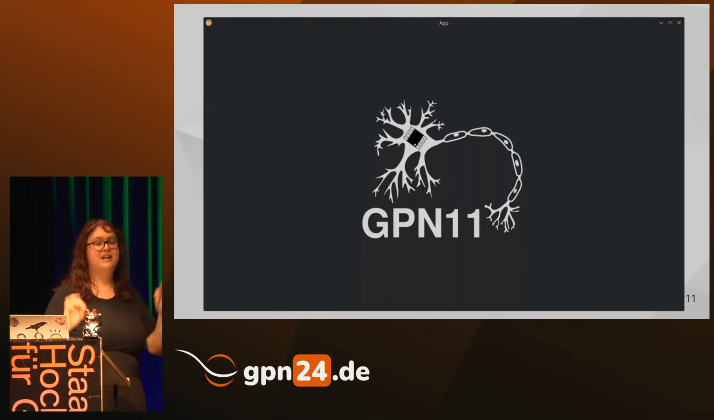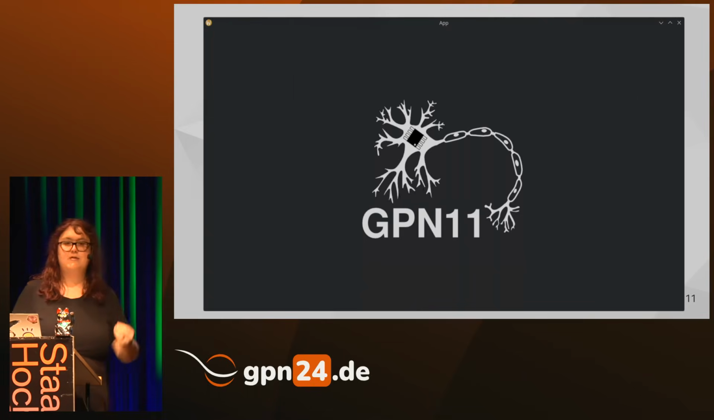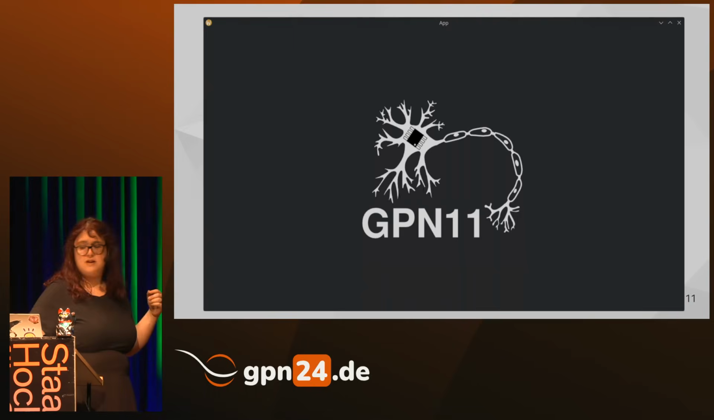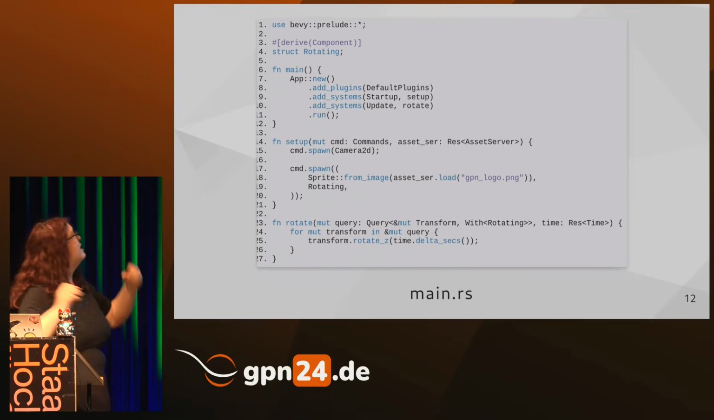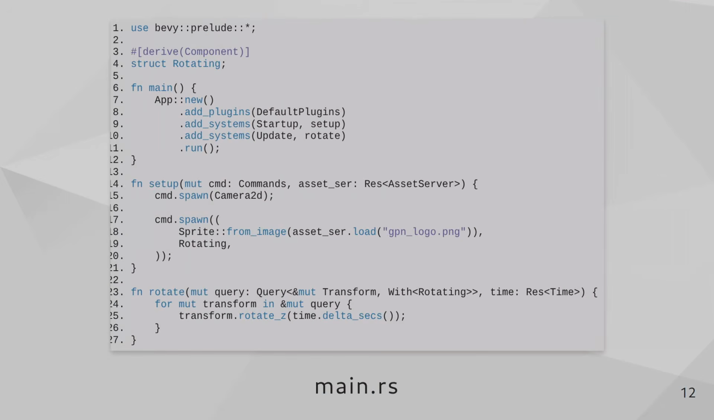GPN 11, iconic. And now we have a sprite. We have something we can work with. Now, let's build a bit more on this. So if we have our sprite, we can do even more. So we have our setup from before, but now we have our rotate. So let's take a look here.